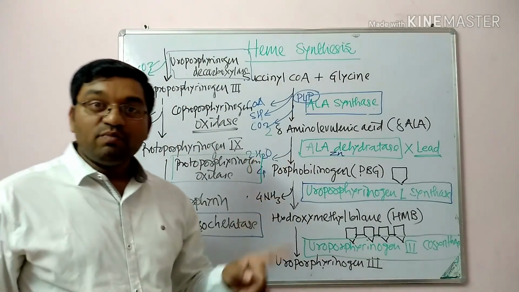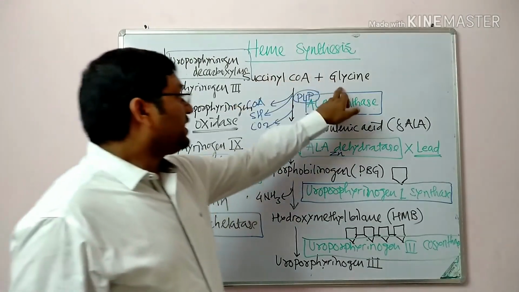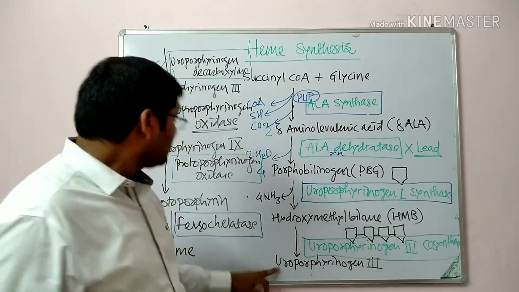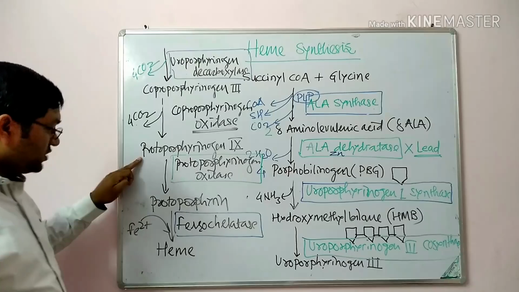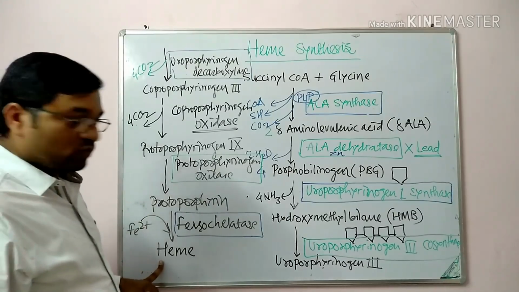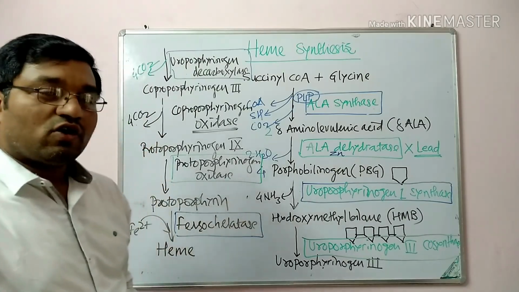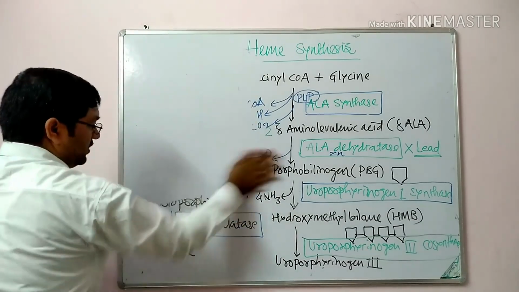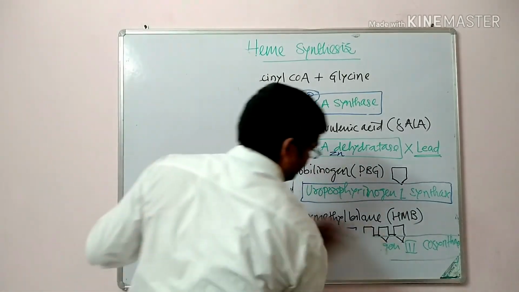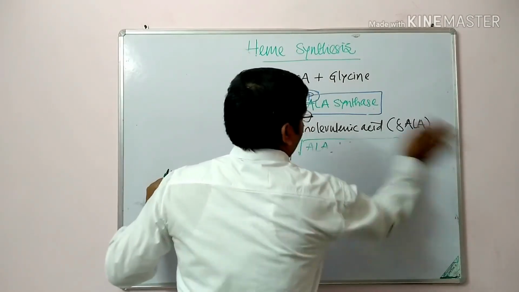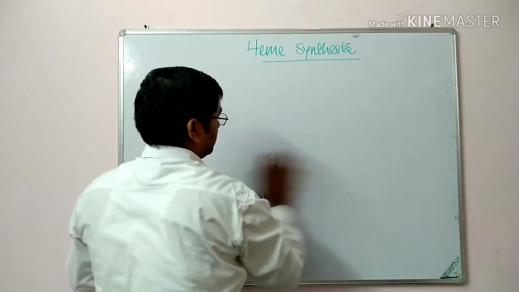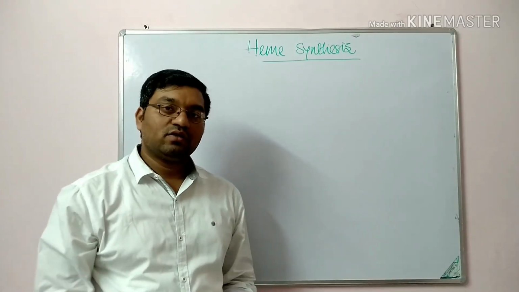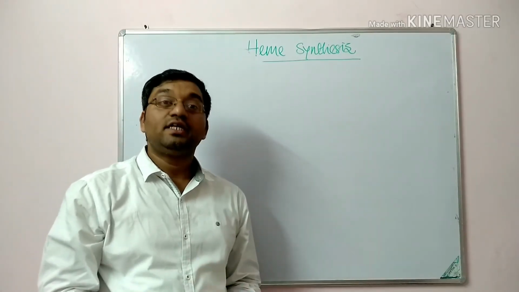So remember the mnemonic: some great doctors palpate heart under cover, produces pure heme. Okay, we will summarize the entire pathway in one diagram. We'll discuss the porphyria in the next lecture in detail.